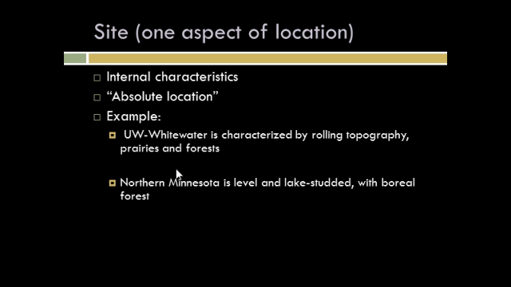Now I've got two examples here that hopefully will illustrate this a little better. The first of these says UW-Whitewater is characterized by rolling topography, prairies, and forests. So notice what I'm saying here is that UW-Whitewater on the inside, internally, has these types of characteristics. Northern Minnesota is also a location, it's a place, and what I say here is that northern Minnesota is level and lake-studded with a boreal forest, which basically means pine forest. In both of these instances, what we're talking about are the internal characteristics of a place, and thus what we're talking about is the site.